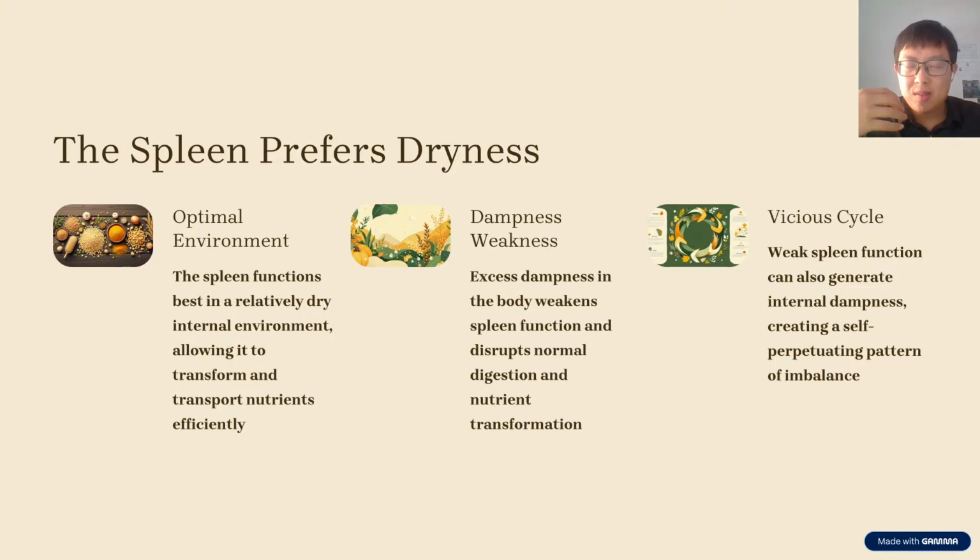These bad toxins in the middle can block the spleen. And when the spleen is weak, it cannot push these toxins, this dampness, out of the body. So it causes a very bad circle. The spleen is weak and more dampness accumulates. So that's why in Chinese medicine, we support the spleen and clear the dampness.